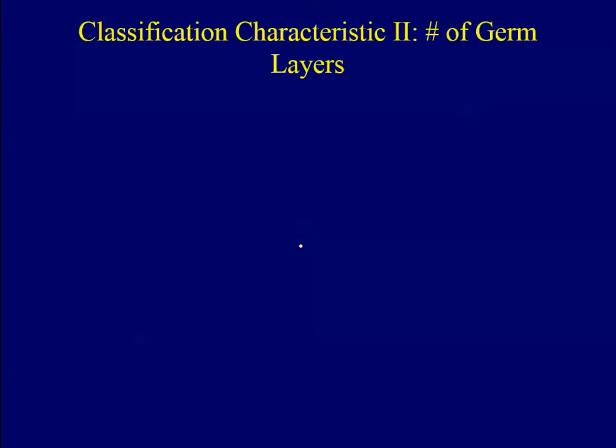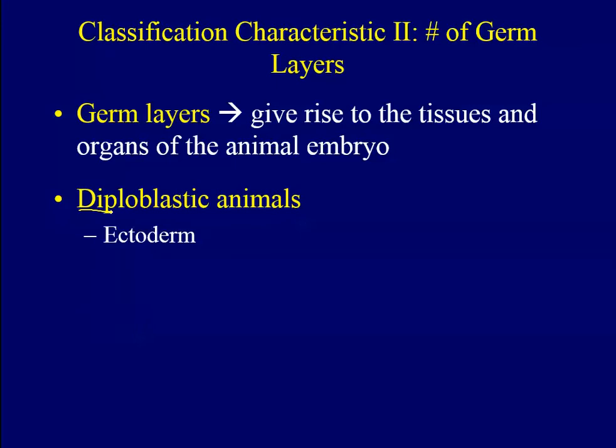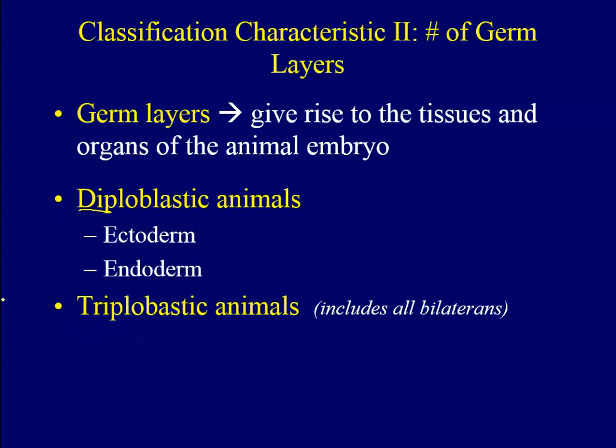All right, another thing we classify an animal on is the number of germ layers. Germ layers are what you saw forming in the gastrula. Diploblastic animals, di means two. These are animals that when they are gastrula only have two germ layers. They only have ectoderm and endoderm, that's all. But most animals are triploblastic. So tri means three, and all triploblastic animals form all three germ layers. So that's the ectoderm and the mesoderm and the endoderm.